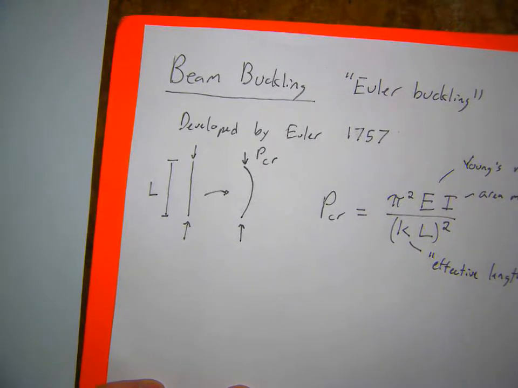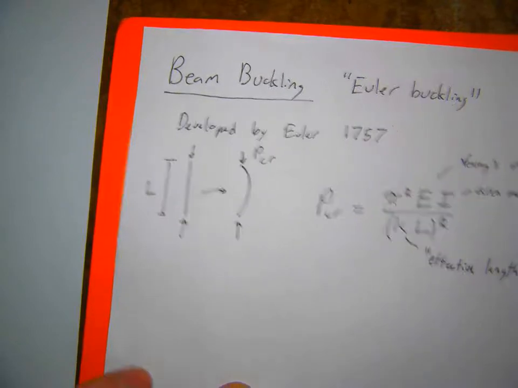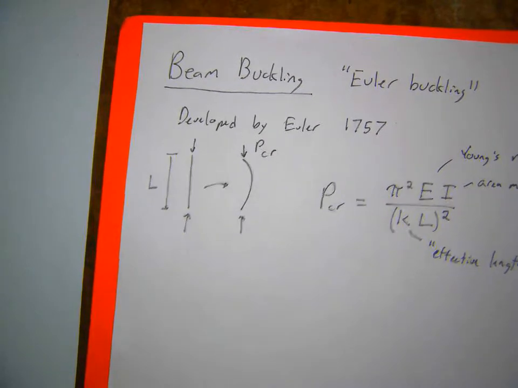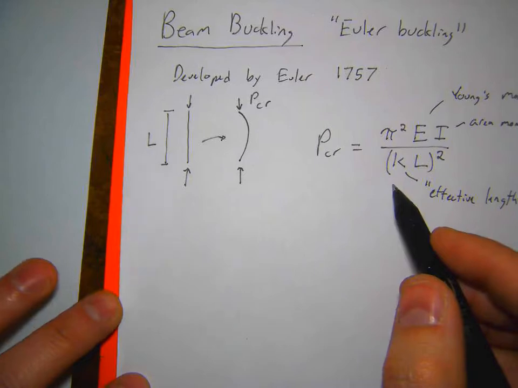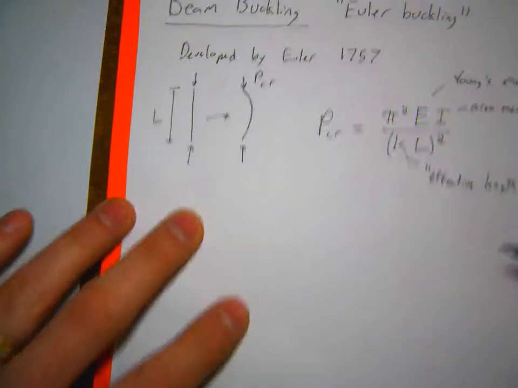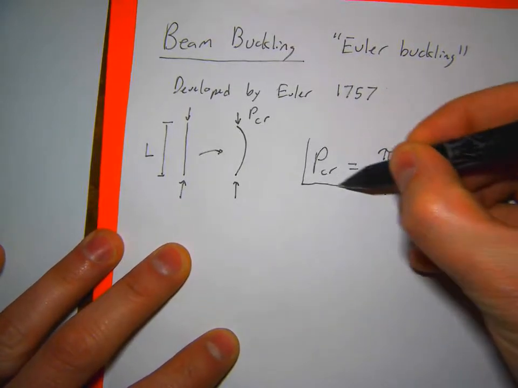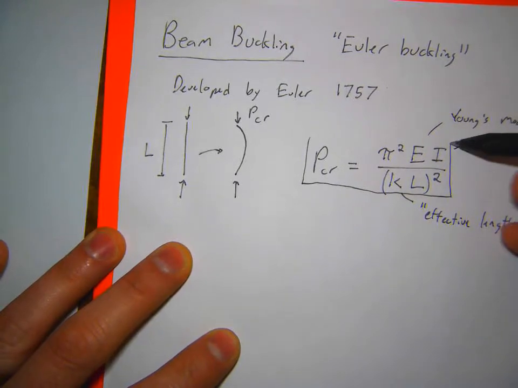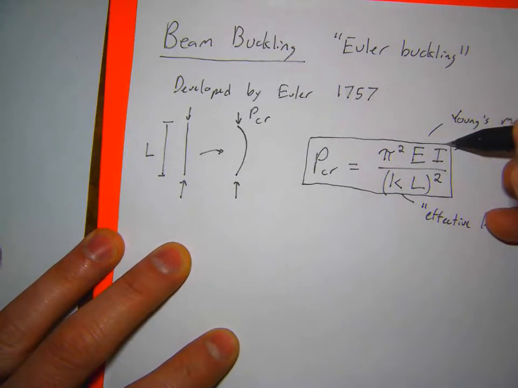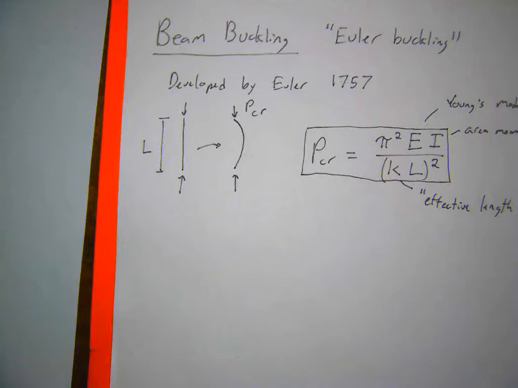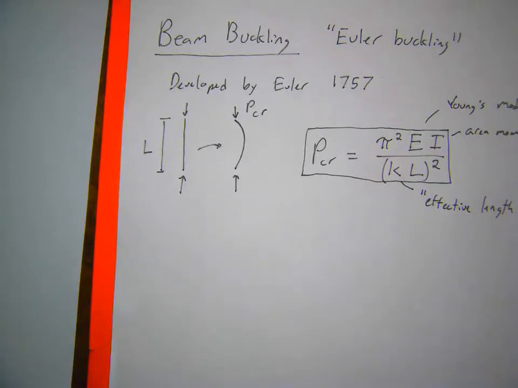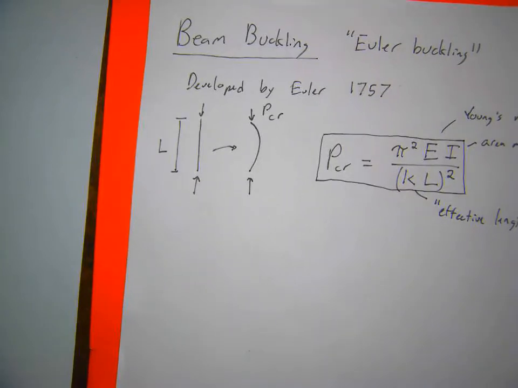Length factor that depends on the boundary condition of the beam. And so for that K, this one equation is the one equation you need to know for all of Euler buckling. This is our one important one. And we'll go through some simple examples on Tuesday and Wednesday to go through how we actually get to it.